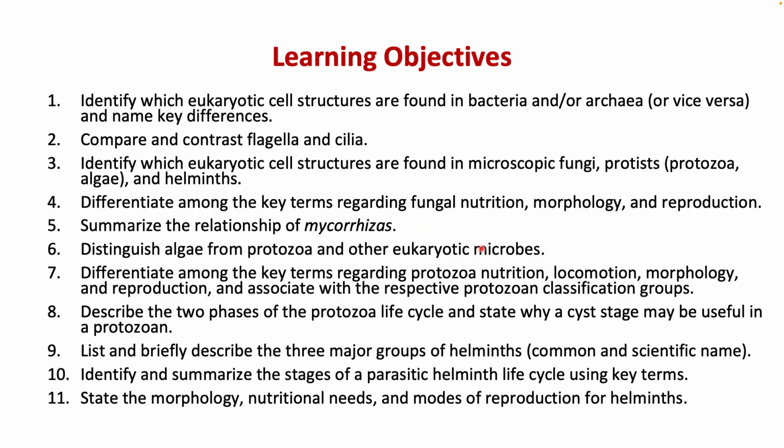We will distinguish algae from protozoa and also other eukaryotic microbes, and we will then differentiate among the key terms regarding protozoa nutrition, motility, and other stuff that you can see on this slide. And in 8, we will describe the two phases of the protozoa life cycle and state why a cyst stage may be useful in a protozoa. And then in 9, we will list and briefly describe the three major groups of helminths. In 10, we will identify and summarize the stages of a parasite helminth life cycle using key terms. And the last one, we will state the morphology, nutritional needs, and modes of reproduction in helminths.